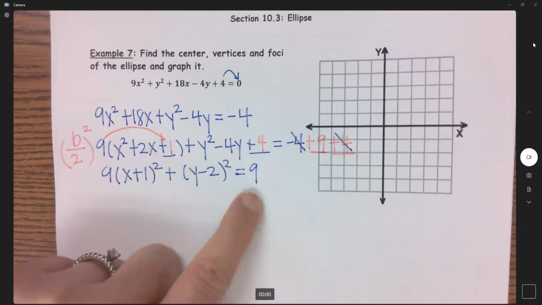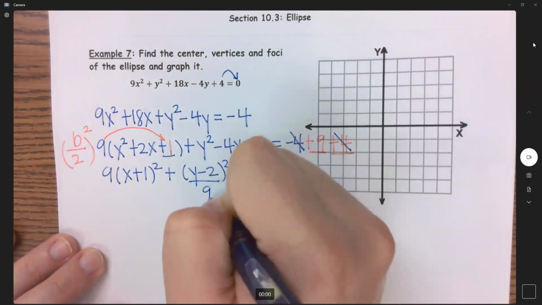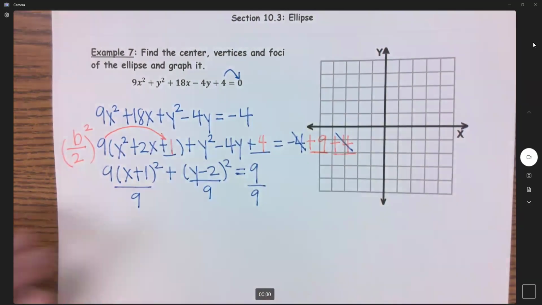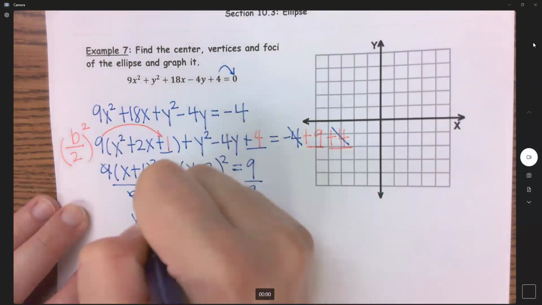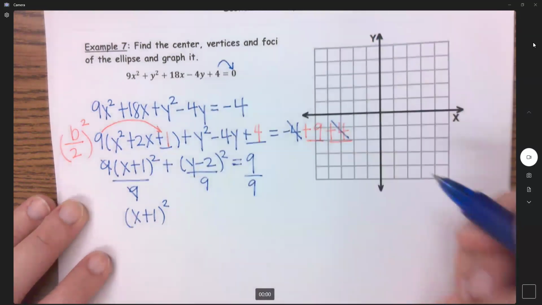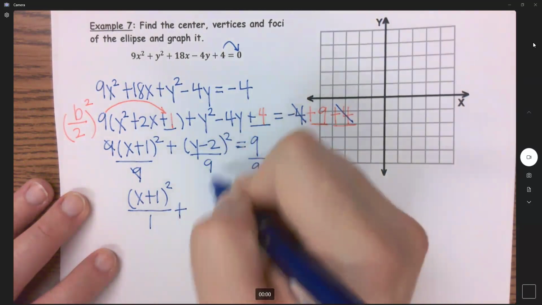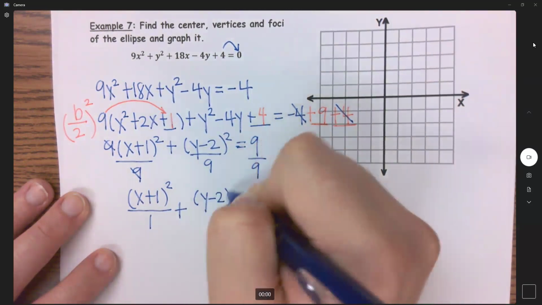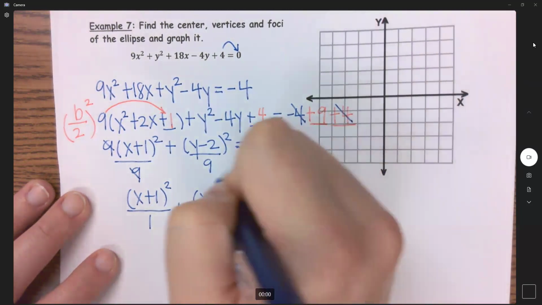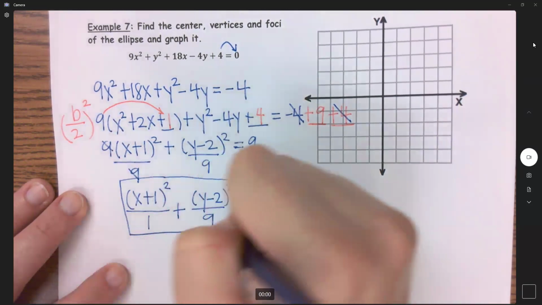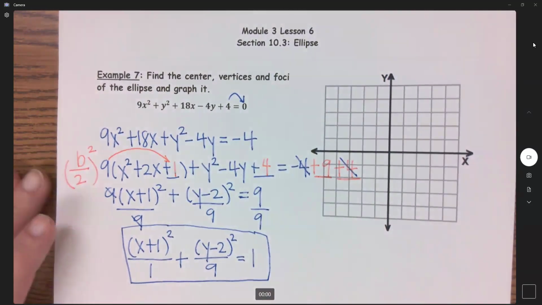Okay, last step, this has to equal 1. So I'm going to divide everything by that 9. 9 over 9 cancel. You can leave this as x plus 1 squared, but for visual purposes, I'm going to put that over 1. Plus, can't do anything here, so y minus 2 squared over 9, and that equals 1. So we did all of that to finally start answering the questions that they have given me.